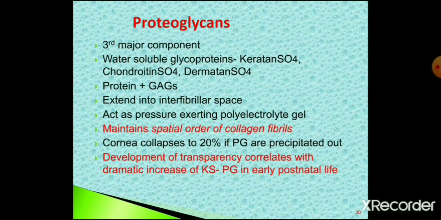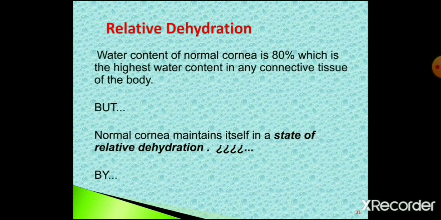It maintains the spatial order of the collagen fibrils. The cornea collapses to 20% if the proteoglycans are precipitated out. So whenever there is precipitation of these proteoglycans, the cornea will collapse to 20%. Development of transparency correlates with the dramatic increase of keratan sulfate proteoglycan in early postnatal life.